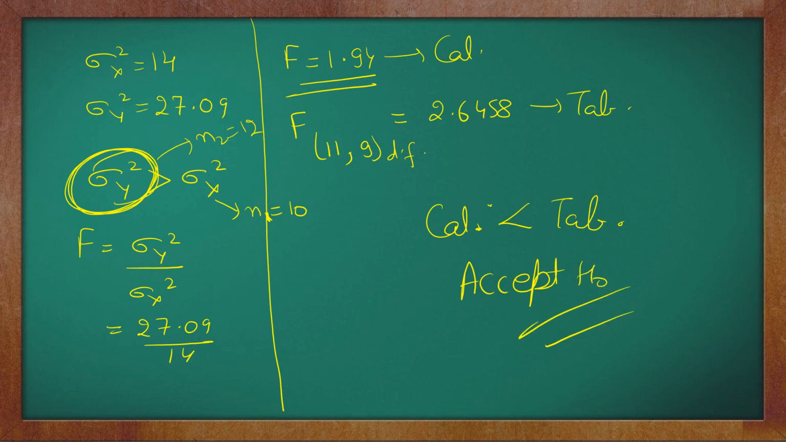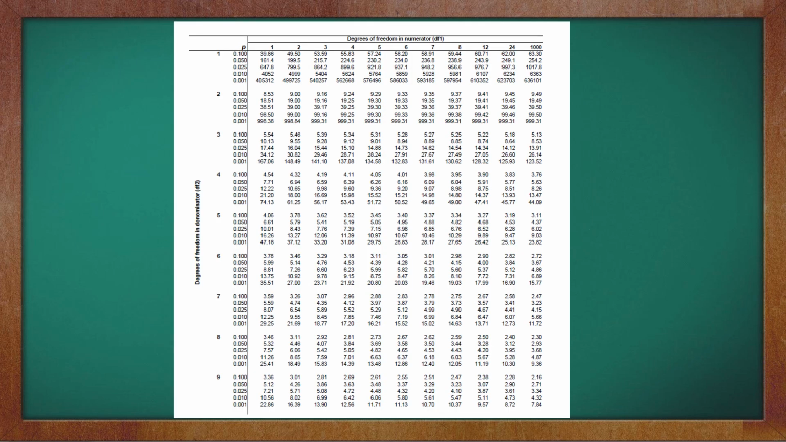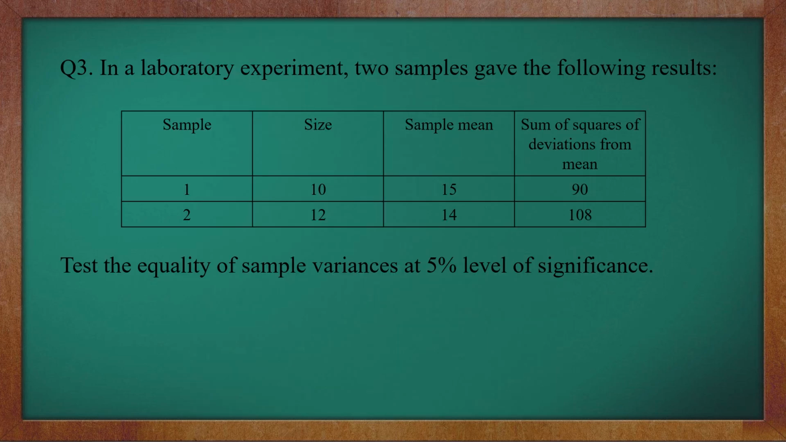Again, I'm repeating a very important point. Why is 11 in the numerator? Because sigma 2 square here is greater than sigma 1 square. That's why this comes first. Just keep in mind this is a very important point. You can see it from the table also.